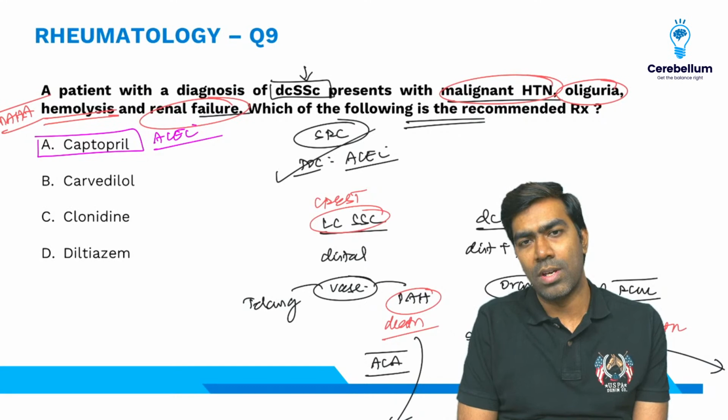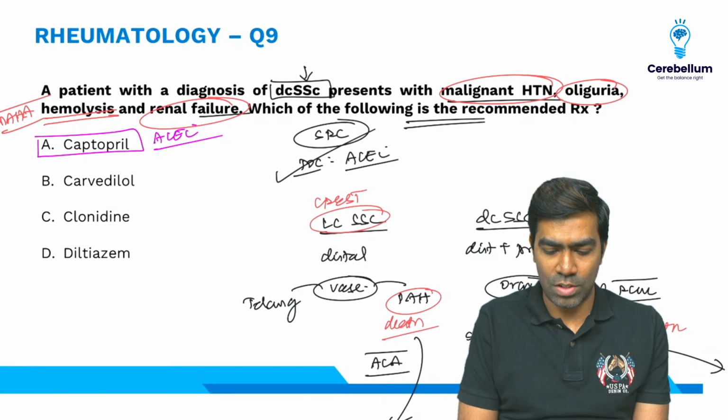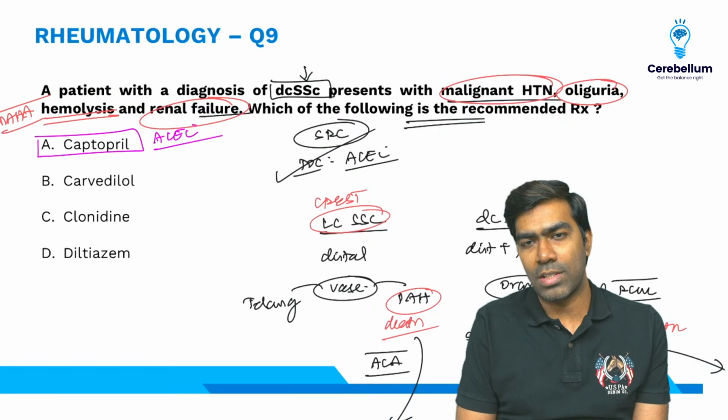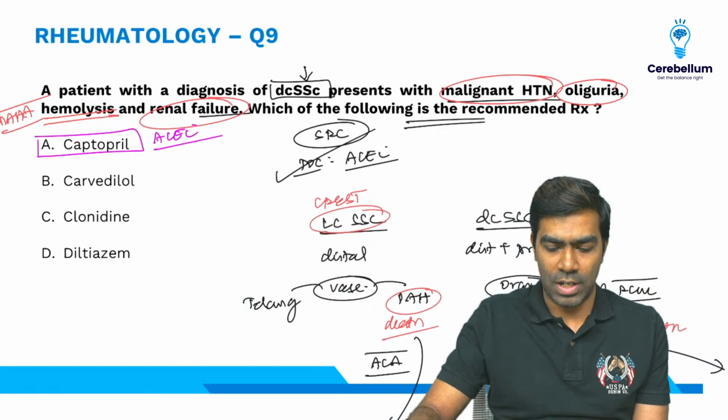And the treatment of choice of this condition is going to be ACE inhibitors. Somebody is asking about the BMPR2 gene in pulmonary artery hypertension. Yes, some types of primary pulmonary hypertension and familial pulmonary hypertension can have a mutation in the BMPR2 gene, that is the bone morphogenetic protein receptor 2 gene. That's correct. So that's not something that we're going to discuss here.